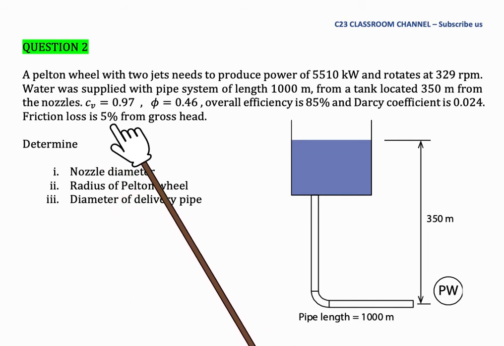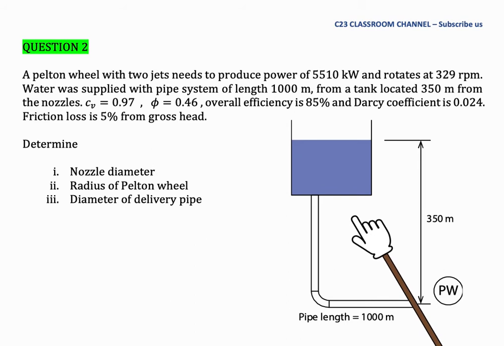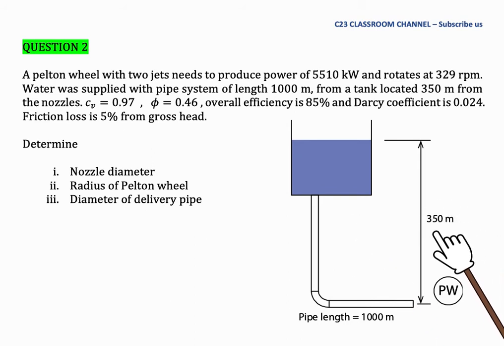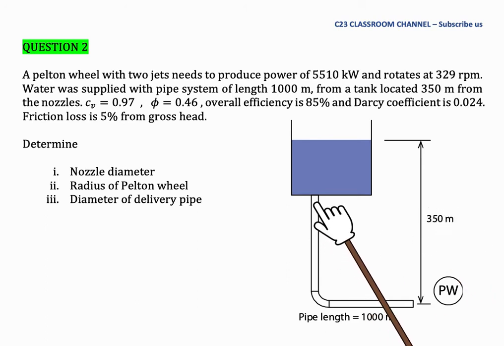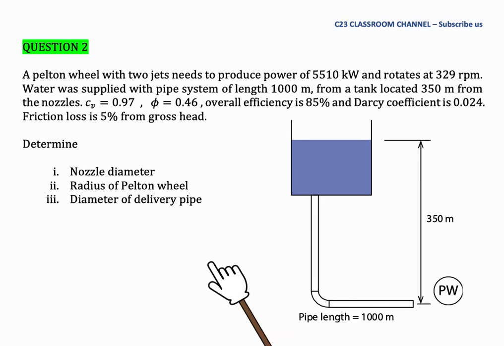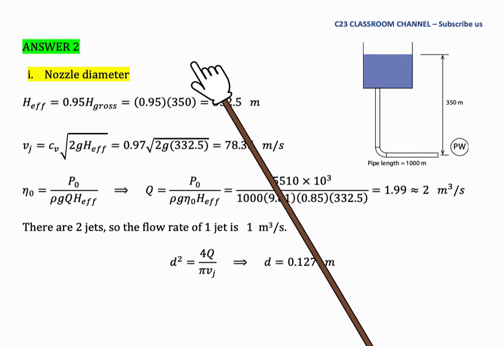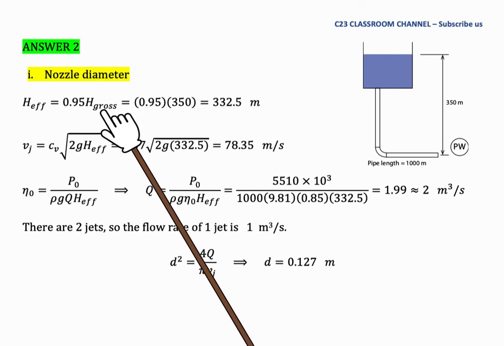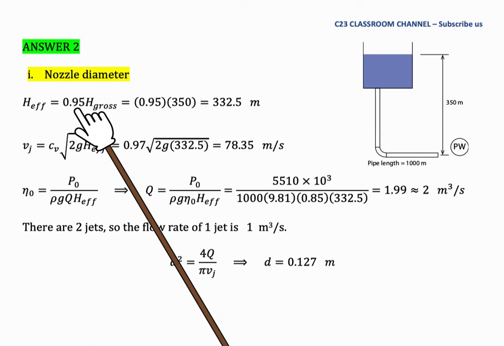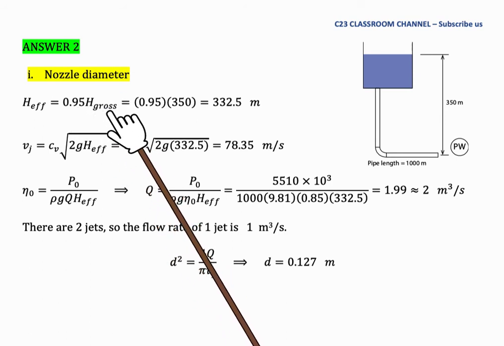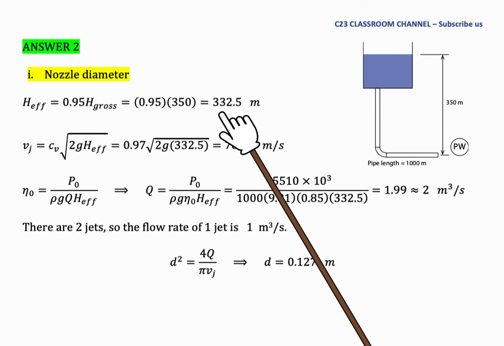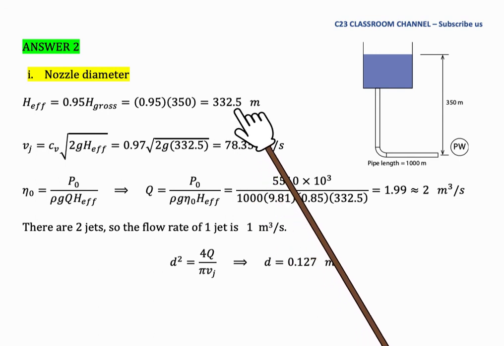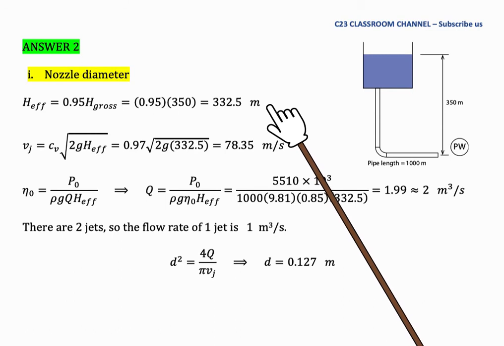And the friction loss is 5% from the gross head. So it means that 350 meters here is the gross head, and 5% of 350 meters will be converted to overcome the friction inside this pipe. First question, we need to calculate the nozzle diameter. From the question, we could calculate the effective head is 0.95 times the gross head. So the gross head is 350, so it becomes 332.5 meters as the effective head.